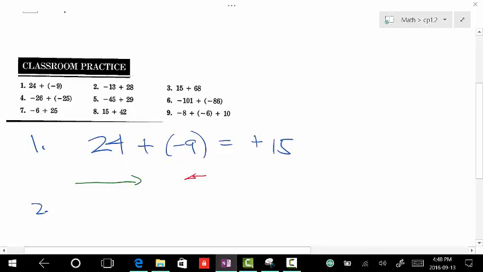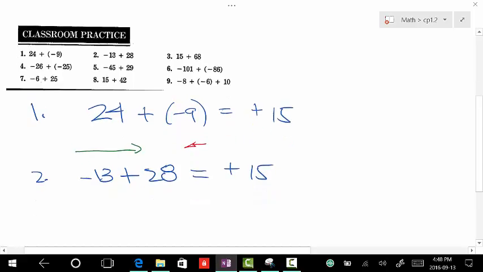Okay, so what about number 2? Number 2, you've got negative 13 plus 28. Oh, in this case, the negative number is out in front. Does it make any difference? No, it doesn't make any difference whatsoever. This is also equal to plus 15. 28 is the positive number. 13 is the negative number. 28 is a bigger positive number than 13 is a negative number.